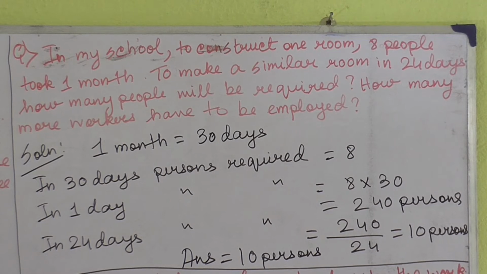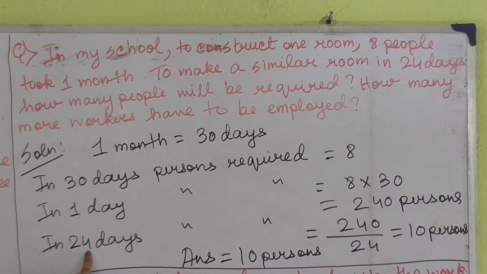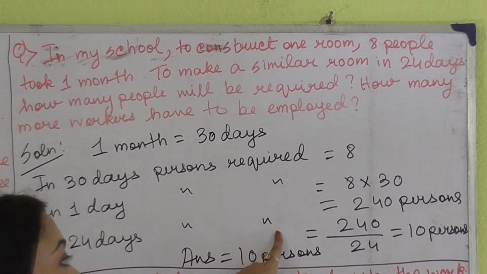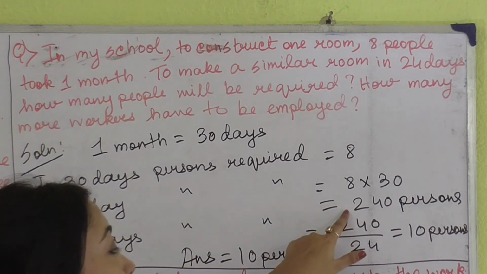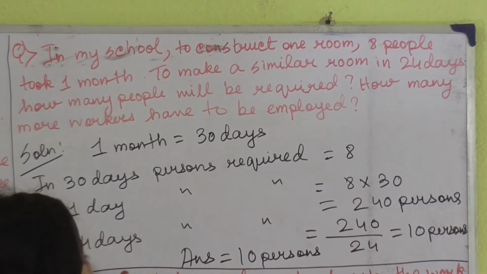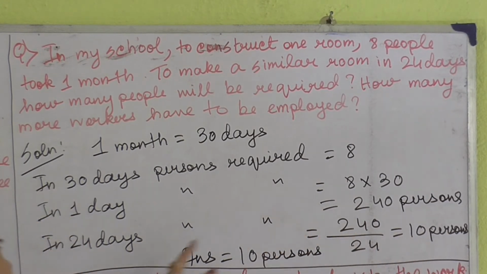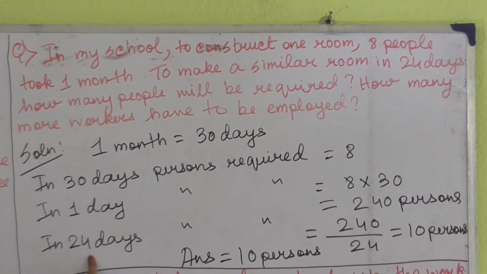Now we have to find out how many persons are required in order to complete the work in 24 days. So in 24 days, the number of persons required is 240 divided by 24, that is number of persons divided by number of days. So we are getting 10 persons as our answer. So in 24 days time, 10 persons are required in order to complete the whole work.